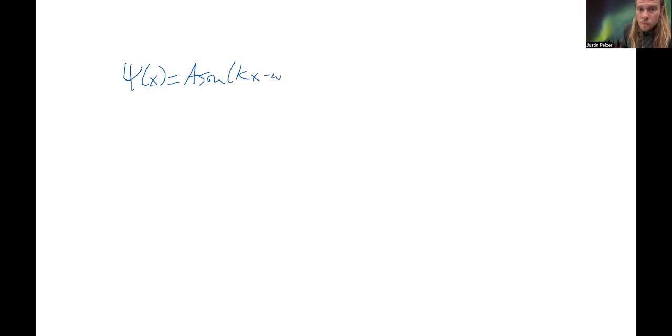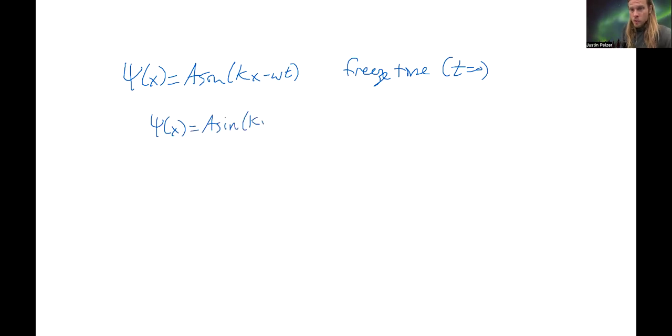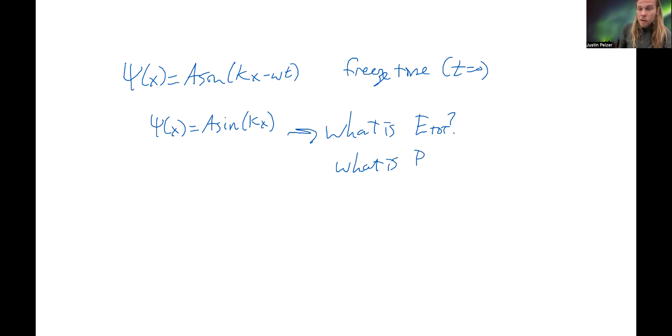And let's freeze time. Just say time equals 0. So that becomes just a sine wave. So if this is just a sine wave, what is E total? And what is potential energy? And we're going to figure out the order in which we do this. This is going to be typically how we do it. We start with a sine wave and say, is this a physical situation?